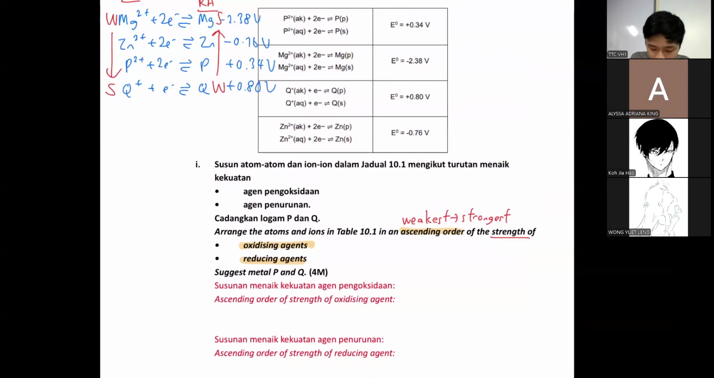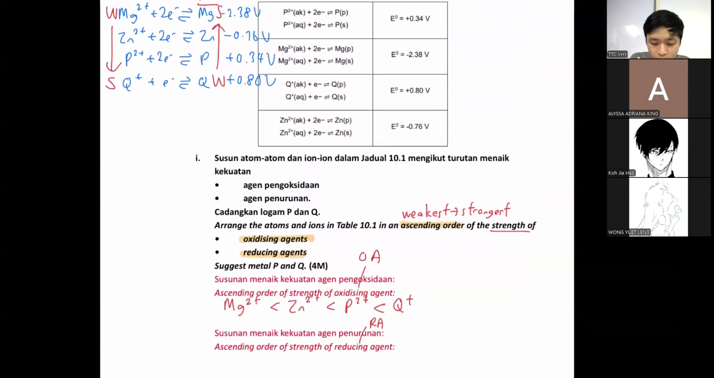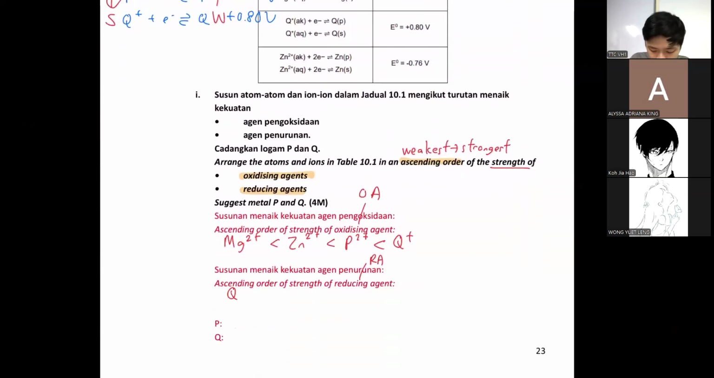So I write the order: Mg2+, Zn2+, P2+, Q+. This is the OA. The RA is Q, P, Zn, Mg. So I got 2 marks.